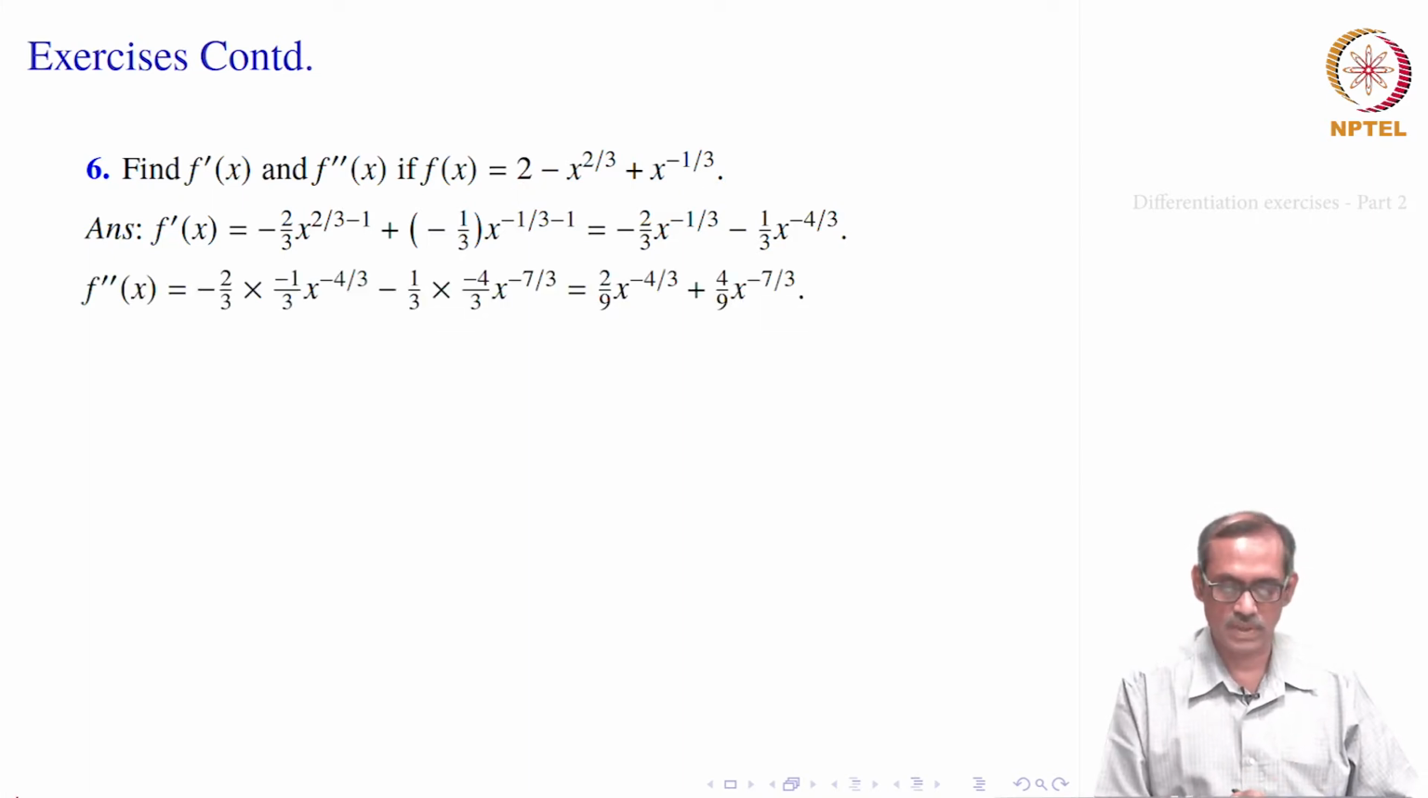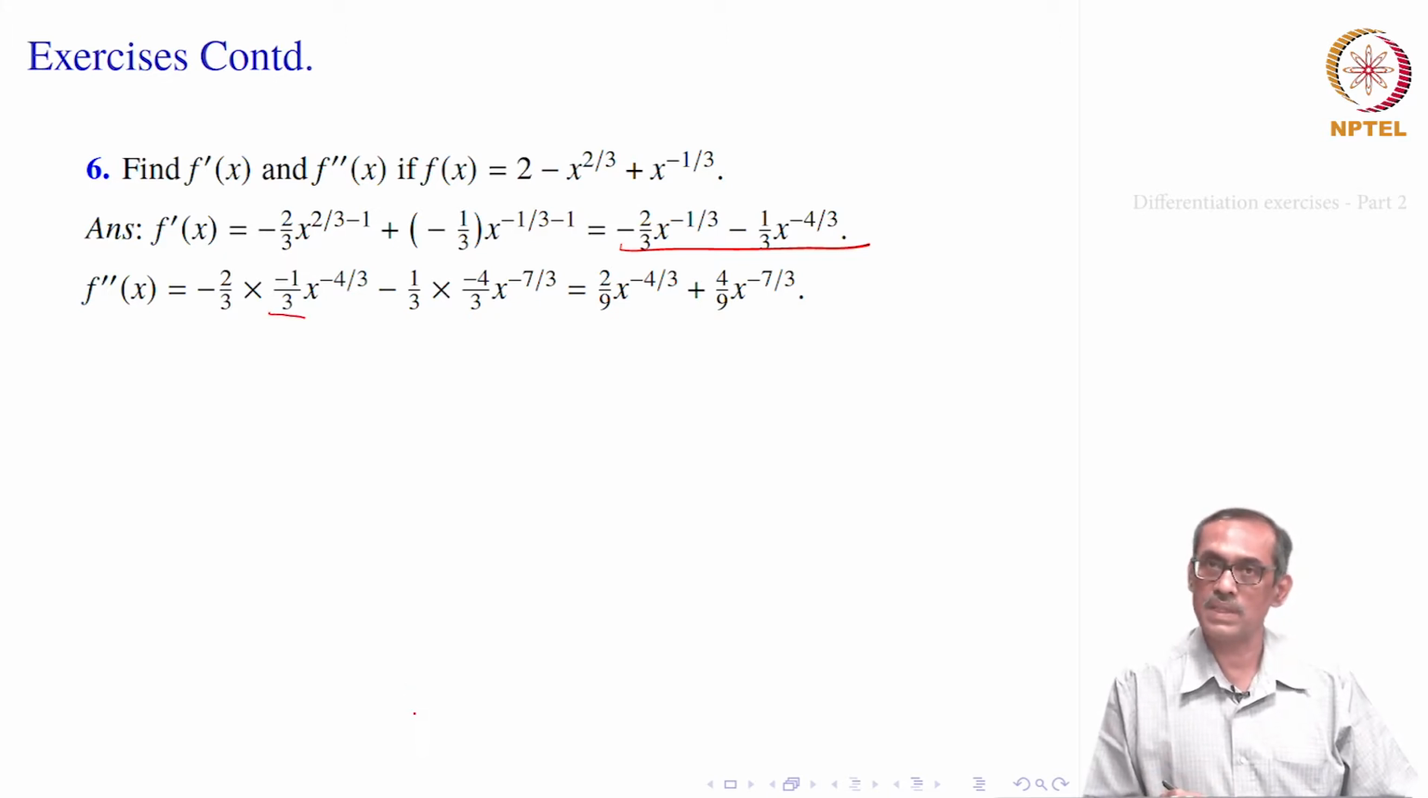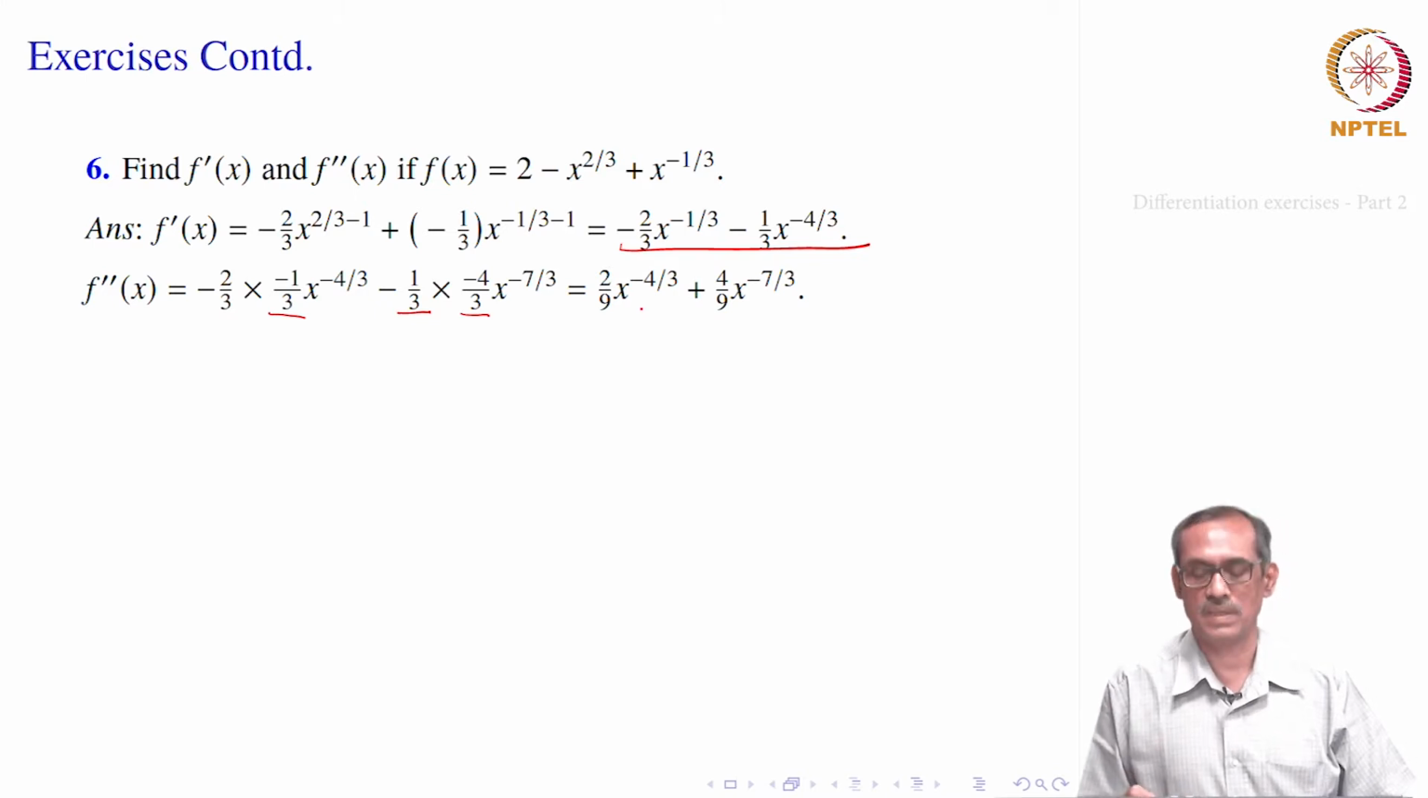Then once more we have to differentiate. So, we proceed from this place. It is minus 2/3 as a constant remains, and minus 1/3, so that gives a minus 1/3 into x to the power minus 1/3 minus 1, which is minus 4/3. And the next factor is minus 1/3 into minus 4/3 into x to the power minus 4/3 minus 1, which is minus 7/3. So, that is how it looks now, and simplification gives 2/9 x to the power minus 4/3 plus 4/9 x to the power minus 7/3.